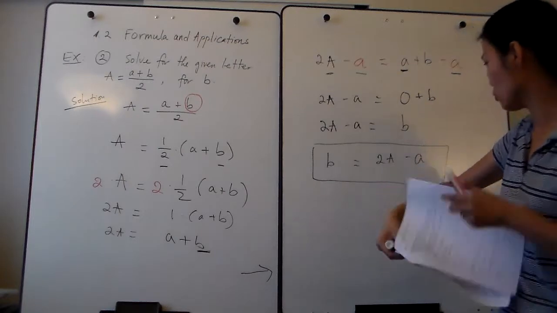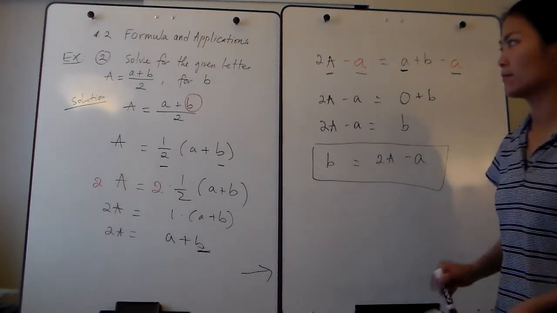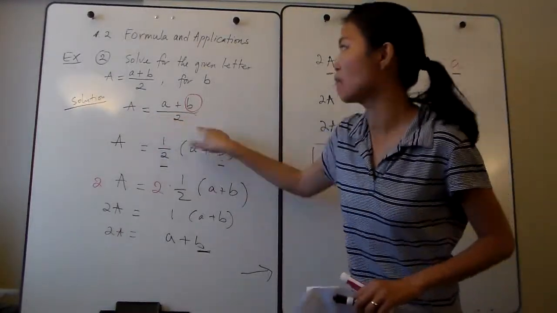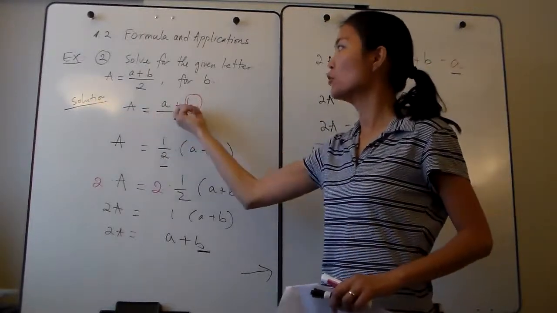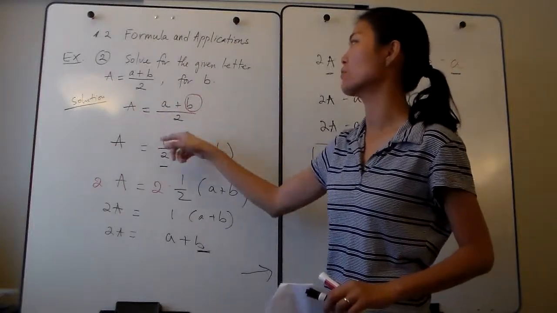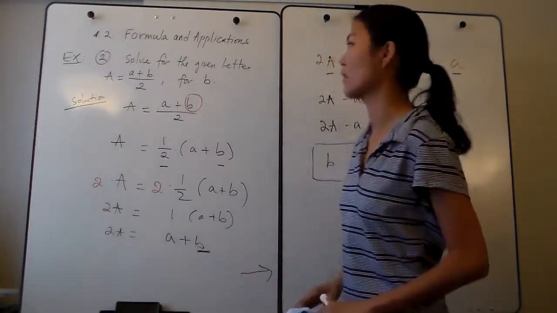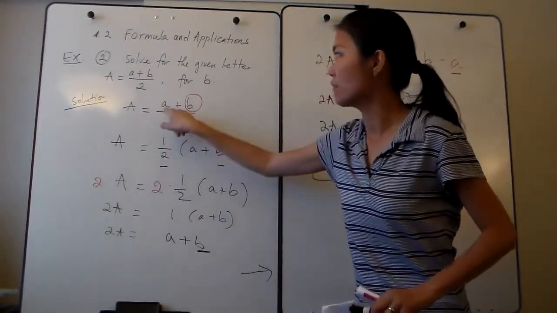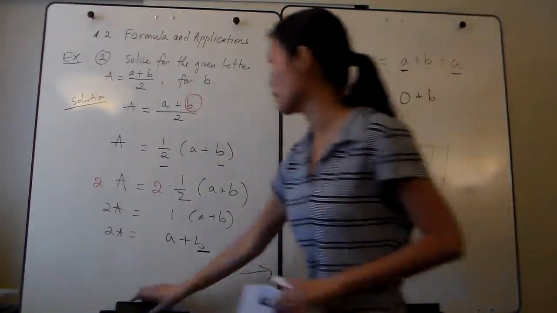So we get b equal to capital A subtract a. And you can see it is different. And by the way, this is the average formula. It means average of two numbers. You can think about a as the first number, b the second number, divided by 2 because there are two numbers. That's why this capital A is different from the lowercase a right here. They are different.